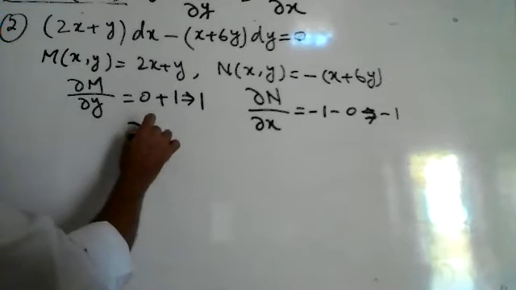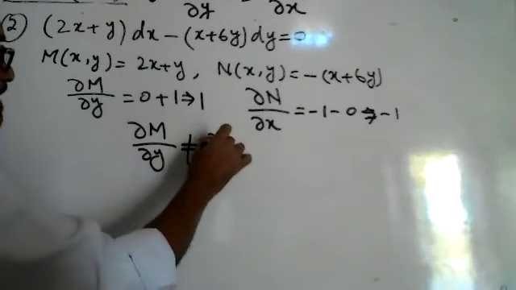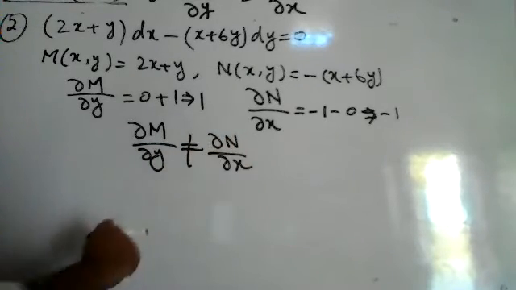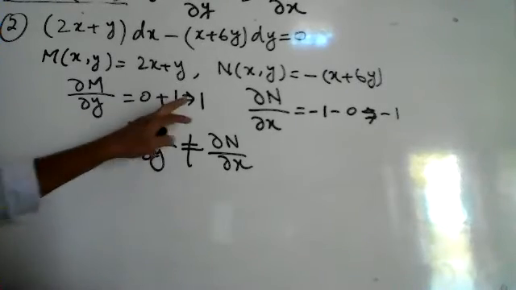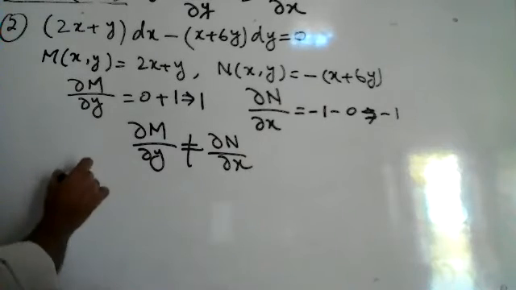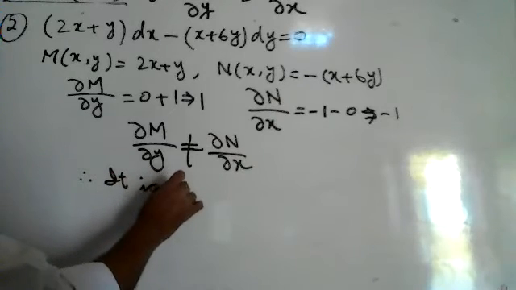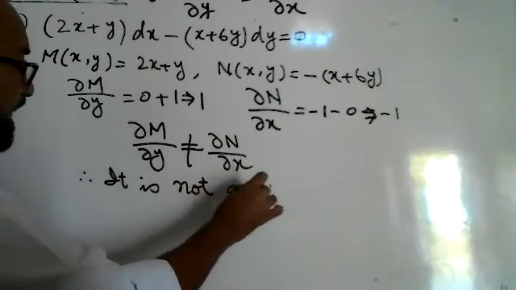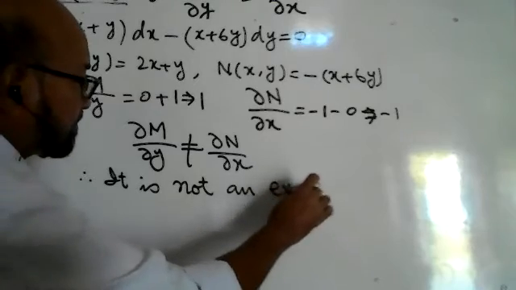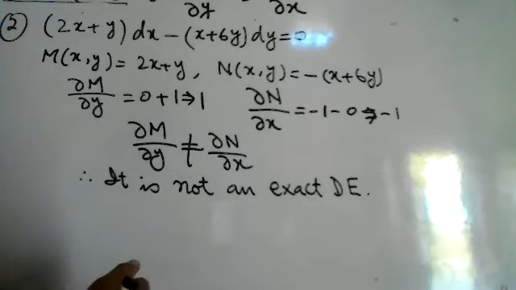Del M upon del y is not equal to del N upon del x. This is 1, this is minus 1. So they are not equal. Therefore, this is not an exact differential equation. So finish. We do not solve it further.